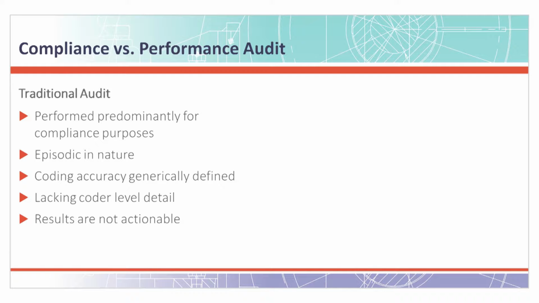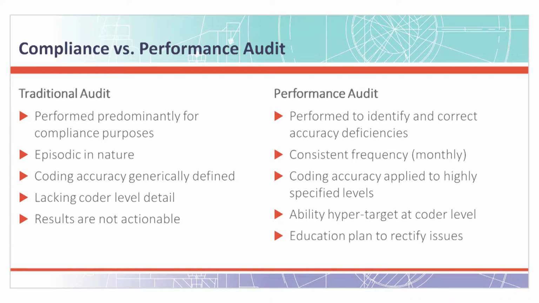So how is that different from a performance audit? In a performance audit, you're going to use it to identify and correct deficiencies. You're going to do it more frequently, something like monthly. And you really want to look at more highly specified levels, so you want to target certain procedural, diagnostic, or particular conditions, those types of things. And you really want to look at the coder level.